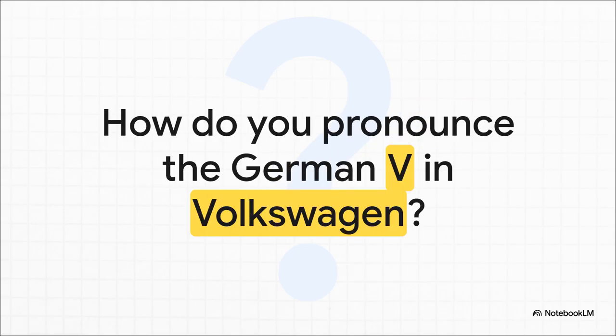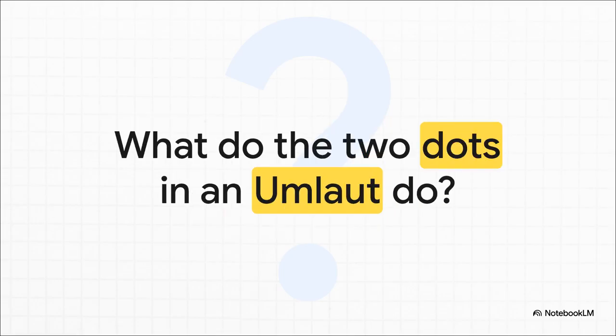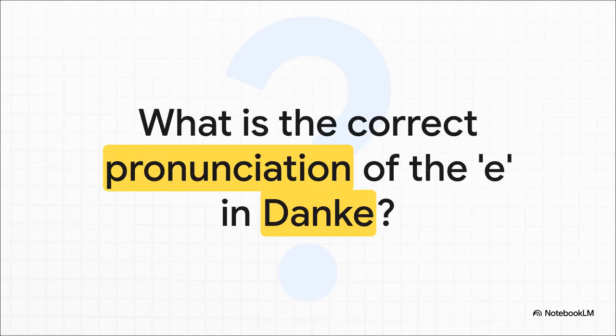All right, question 2. How do you pronounce the German V, like the one found in the word Volkswagen? Well, it sounds just like an English F. That's exactly why it's called vowel. Question 3. What do those 2 little dots over the vowel and an umlaut actually do to a word? Think back to our apple example. Yep, they change the sound, and often they magically change the meaning of the word entirely, like turning a singular noun into a plural.